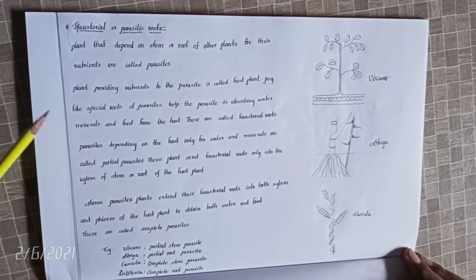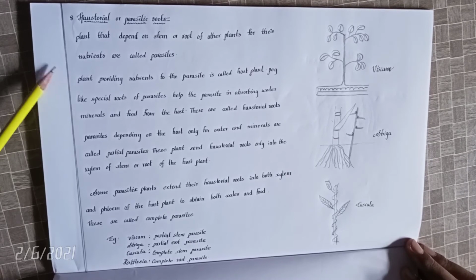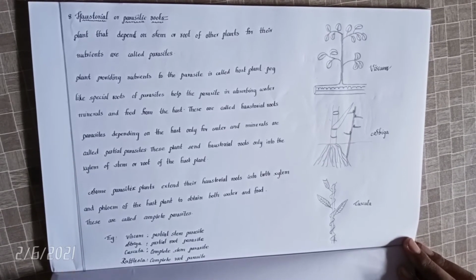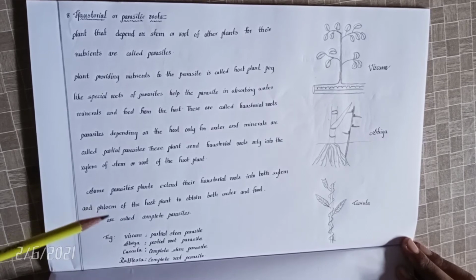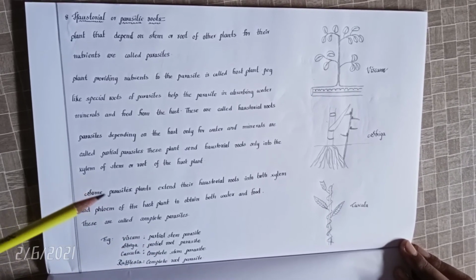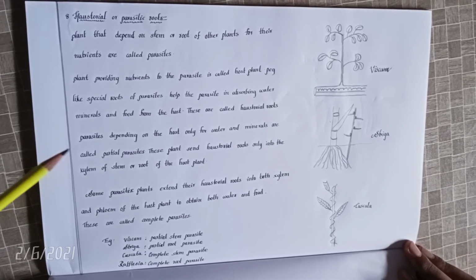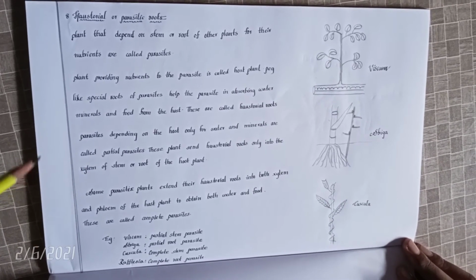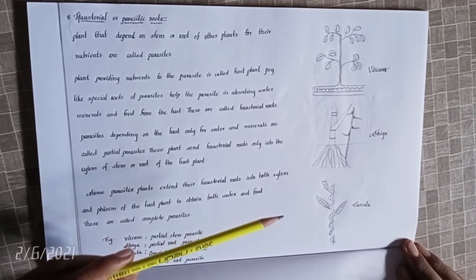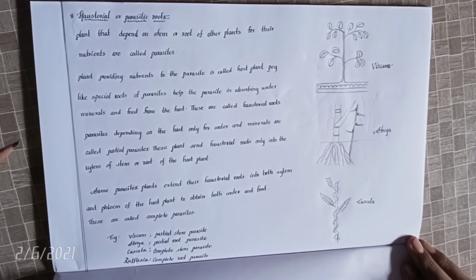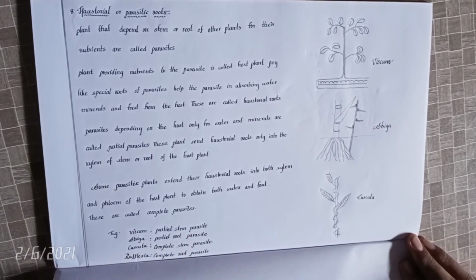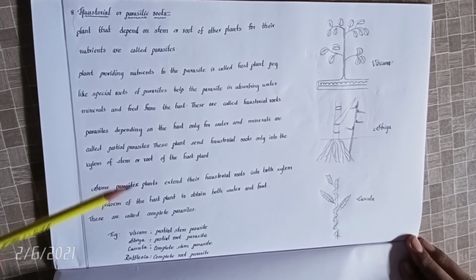We already know that xylem is a water conductive tissue and phloem is a food conductive tissue. If a parasitic plant's haustorial roots absorb only water and minerals, it is called a partial parasite. If that parasitic plant is called a partial parasite, it sends the haustorial roots only into the xylem vessels, because only water and minerals are needed. So these plants send the haustorial roots only into the xylem of the stem or the root of the host plant.